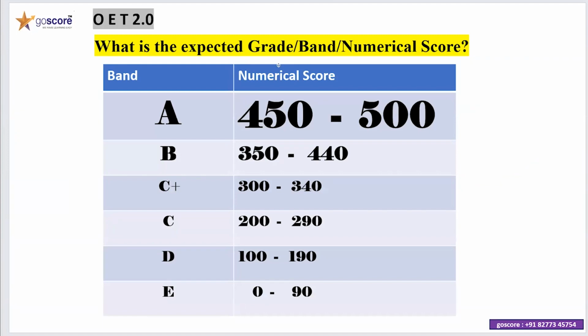What is the expected grade or band or numerical score? Band A or grade A is 450 to 500. If you want to score an A grade, then you have to focus on 450 to 500. And B grade is 350 to 440. We are not going to discuss C plus, C, D, E and all, because we are focusing only on A.